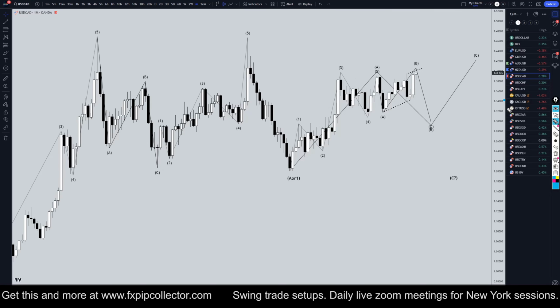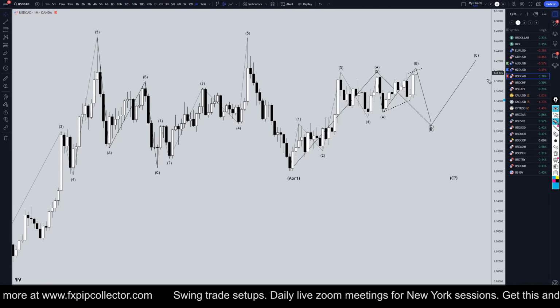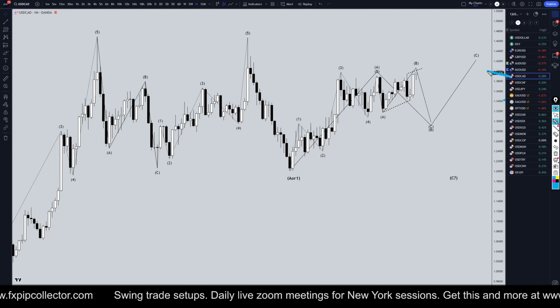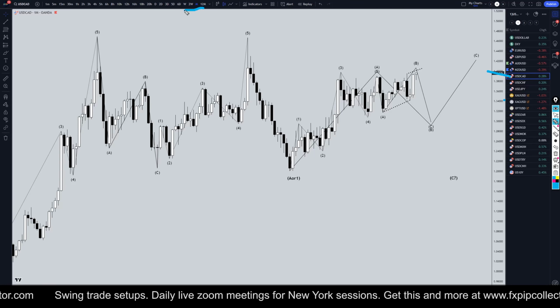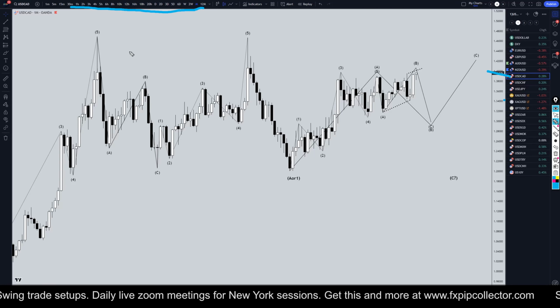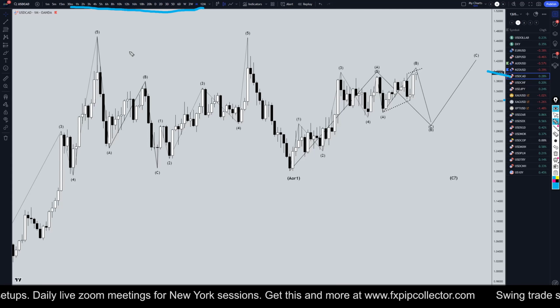Today is Tuesday, November 12th, and I'm going to be analyzing the US dollar Canadian starting on the monthly, working my way all the way down to the 1 hour time frame for the full top-down analysis.